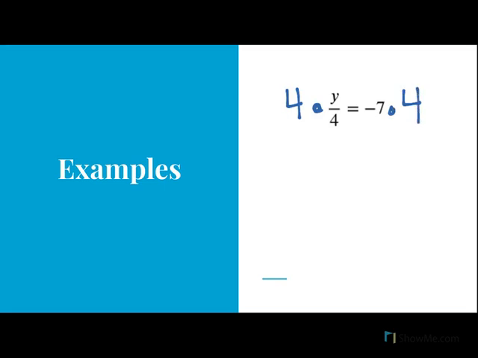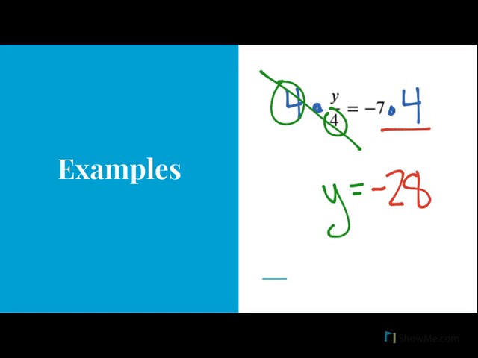Again, the reason why we're multiplying by 4 is if I have a 4 on top and a 4 on the bottom, those are going to cancel, and all I'm left with is y on the left-hand side. And then on the right, I have negative 7 times 4, which would be negative 28, which is my answer.